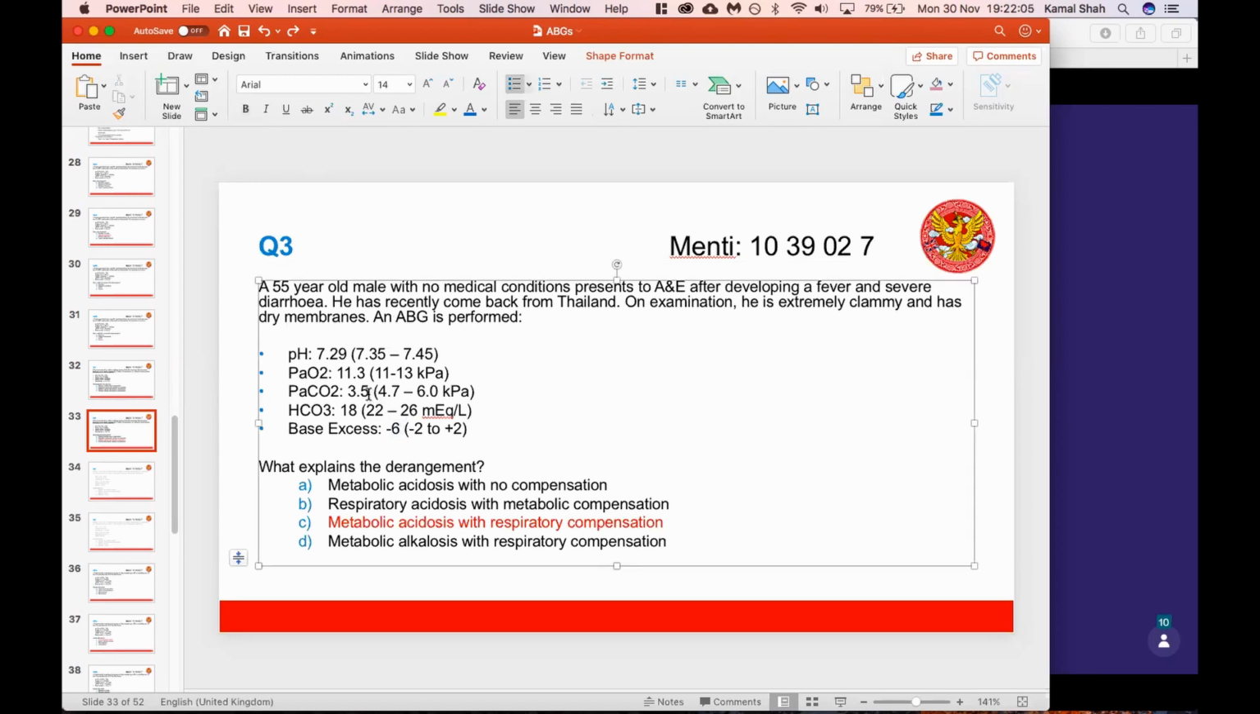And going back to the carbon dioxide, it wasn't normal either. It was on the lower side. So what this means is that we're in an acidotic state, the lungs are working really, really hard to get rid of this carbon dioxide, and that's why the carbon dioxide is low. So therefore, we've got metabolic acidosis with respiratory compensation. Do you have any questions for question number 3? Does that make sense? If anyone wants me to go through it one more time, I can do.